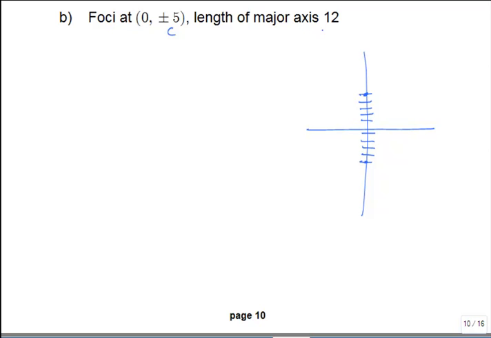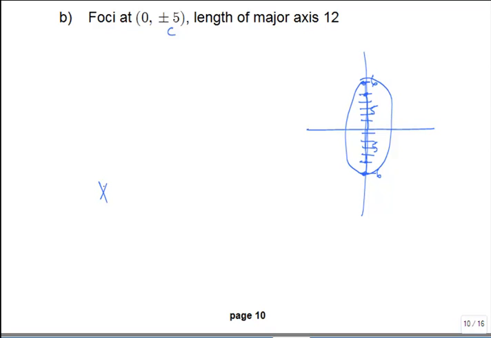Now remember, your foci are your c, and they are always on your major axis. So if my major axis is supposed to have a length of 12, how can that happen? Where do my vertices have to be? If this much is 5 and this much is 5, and I want this whole length to be 12, then this has to be at 6 and minus 6 for my two vertices, so that when I draw my ellipse, that major axis has a length of 12.